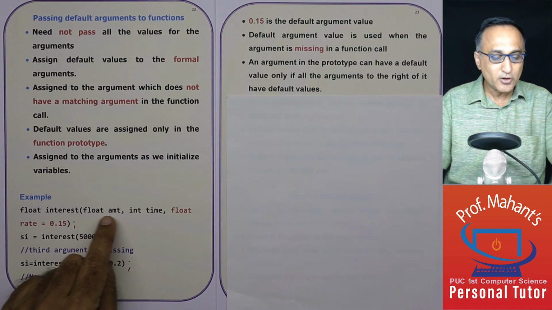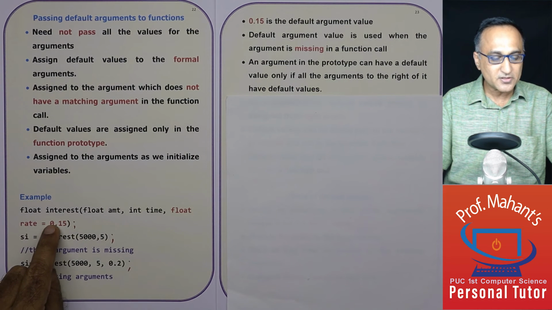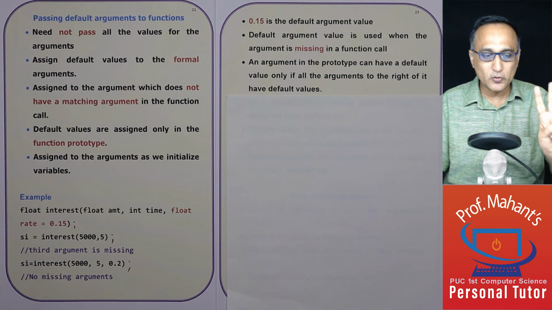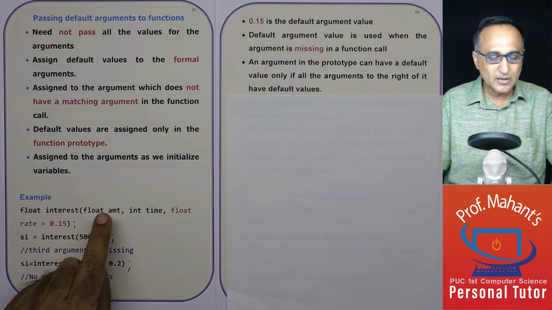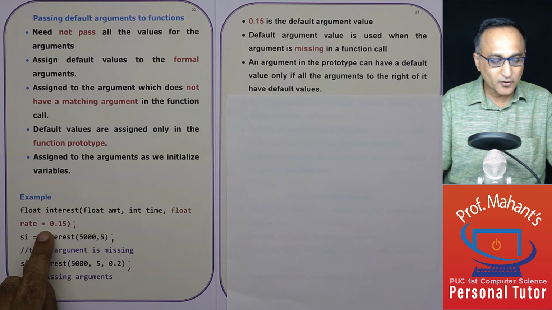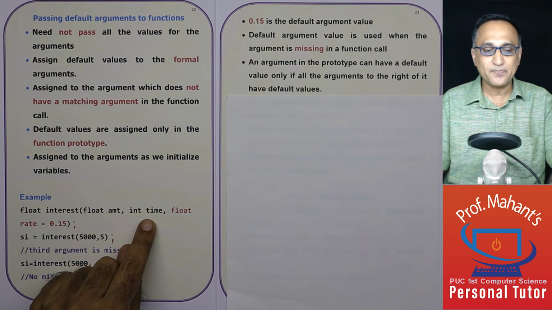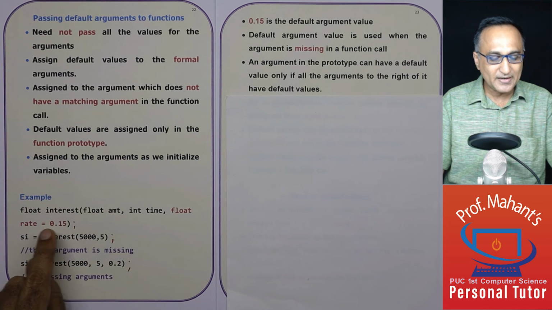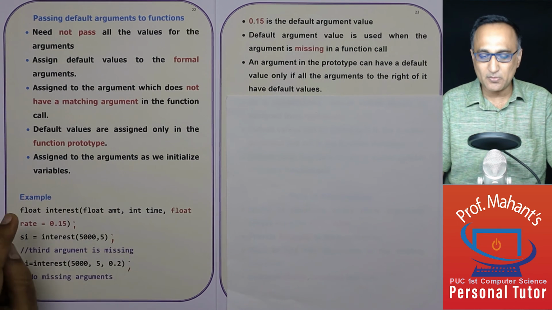So everything to the right should have first been assigned default values. If you want to give default values for all three, first this fellow and this, or let's say you want to give default values for two of them, you just cannot give for amount and time. You have to give for rate and time. If you want to give for amount, you have to exchange time and amount, give it for rate and then bring amount this side and give it for amount also.